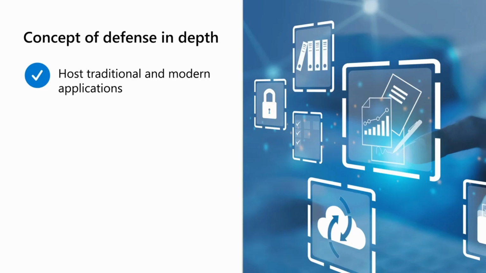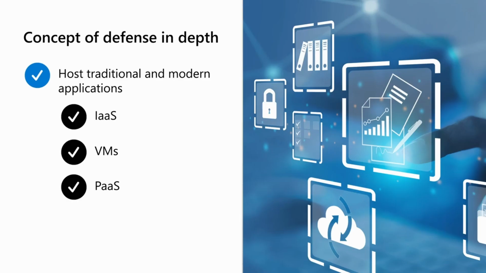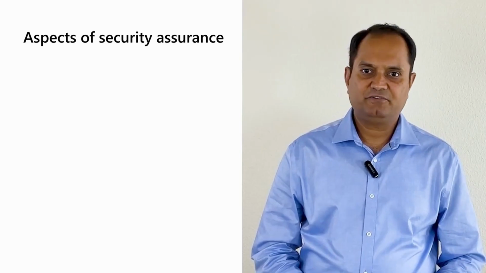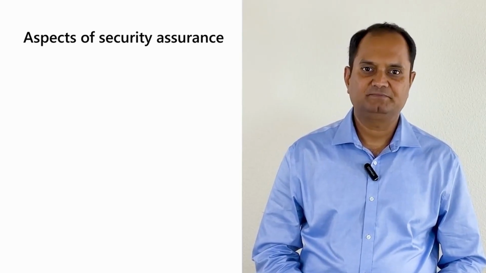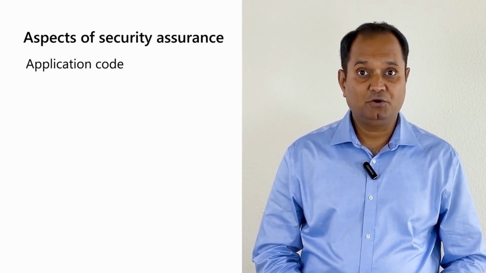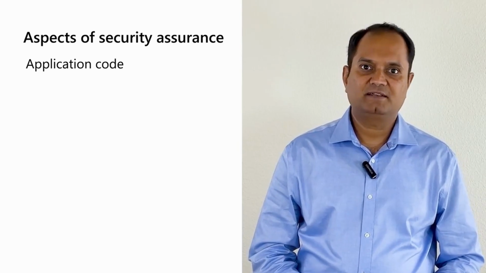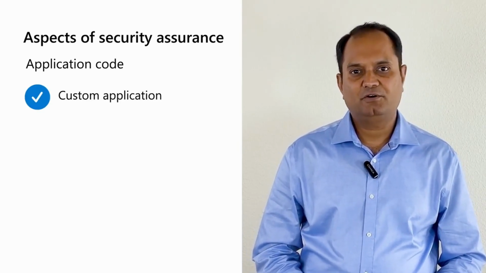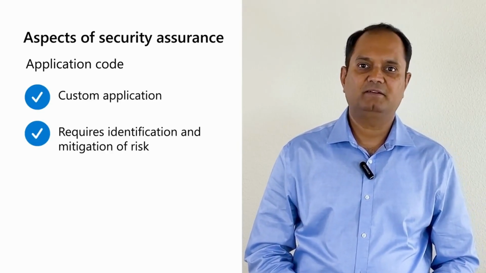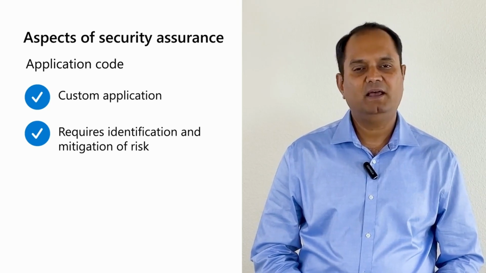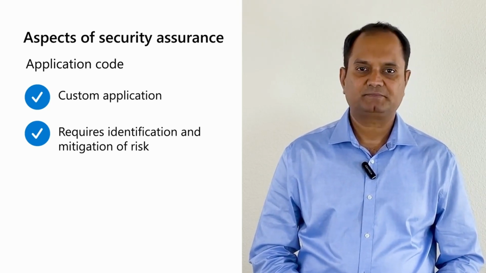Azure can host legacy and modern applications through infrastructure as a service called IaaS, virtual machines called VMs, and platforms as a service called PaaS. Let's discuss the 5 aspects of security assurance. First is the application code. Your written code defines the custom application. Secure code requires identifying and mitigating risk from the application's design and implementation perspective.